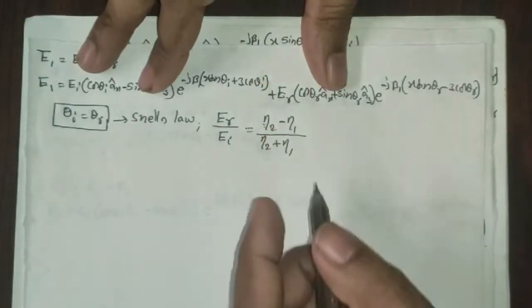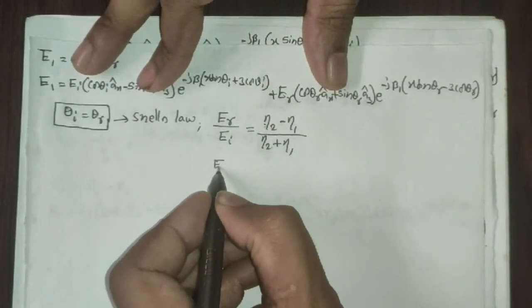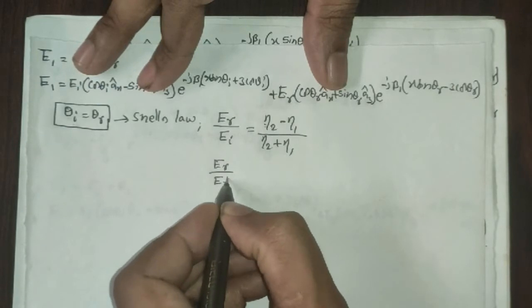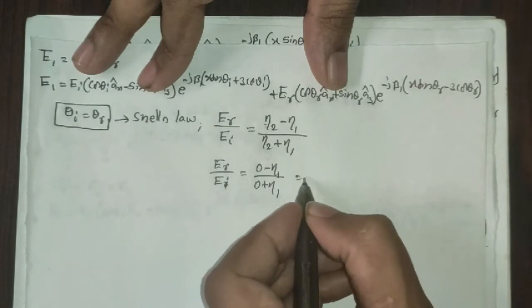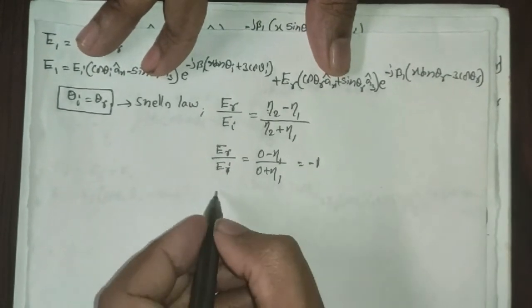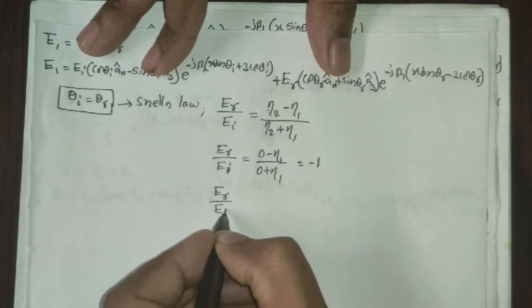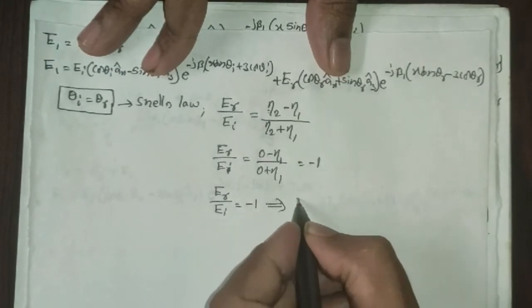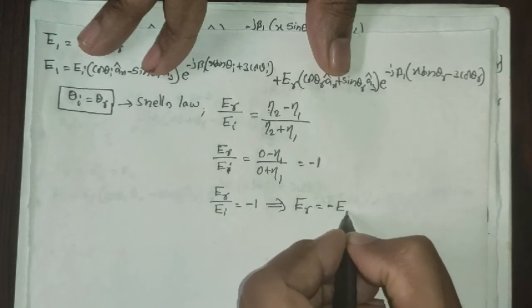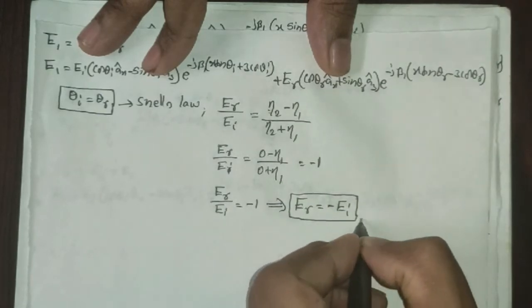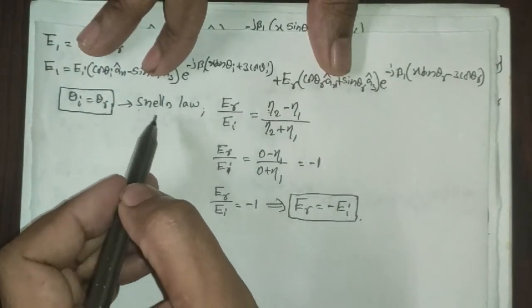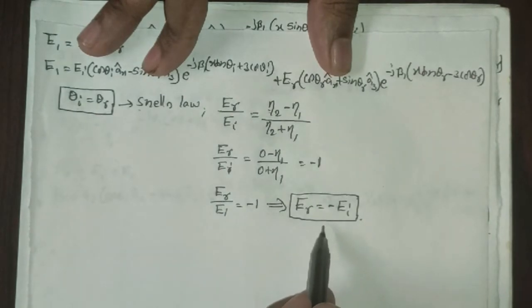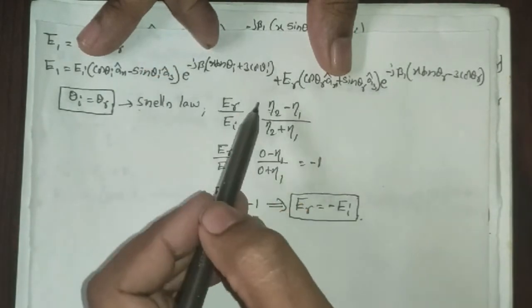Okay. So if you substitute the value of eta 2 equal to 0, then ER by EI equals 0 minus eta 1 by 0 plus eta 1. So this produces a value of minus 1. In this case, ER by EI equals minus 1. This gives the reflected electric field equal to minus times the incident electric field. Okay. So now we have to substitute the Snell's law and the relation obtained from the reflection coefficient formula into the above equation.